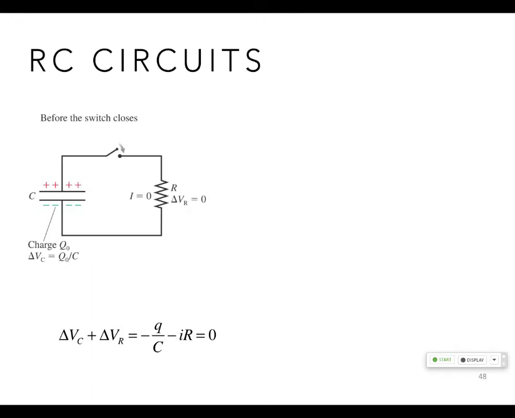So here we have our change in voltage across the capacitor and our change in voltage across the resistor. So delta VC plus delta VR. It turns out delta VC, if you're going this way, is going to be negative charge over capacitance. That's just from the definition of capacitance, which is Q over delta V. So if we solve for delta V, that's going to be Q over C.